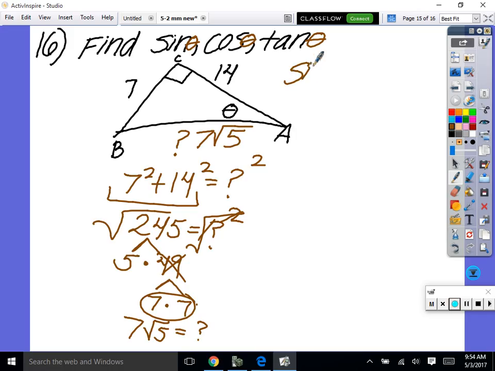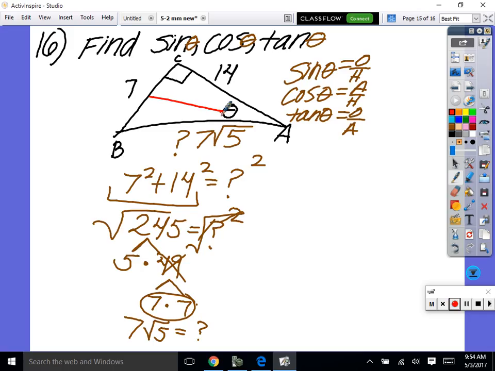So I go sine theta, cosine theta, tangent theta, and then I do my little saying, oh heck, another hour of agony. So go to theta. Our opposite side from theta is 7. Our hypotenuse is 7 root 5, isn't it? Yeah. So we would do 7 over 7 root 5. Does it simplify? What does it become?